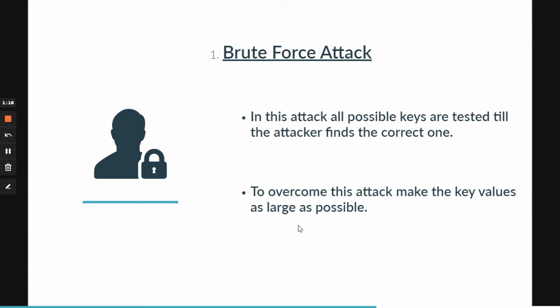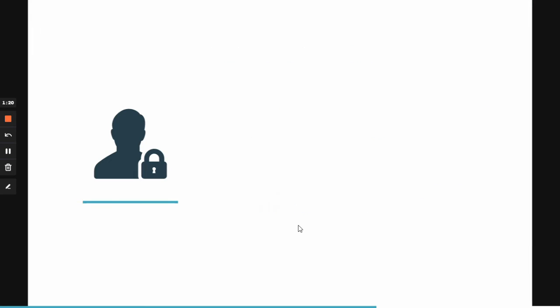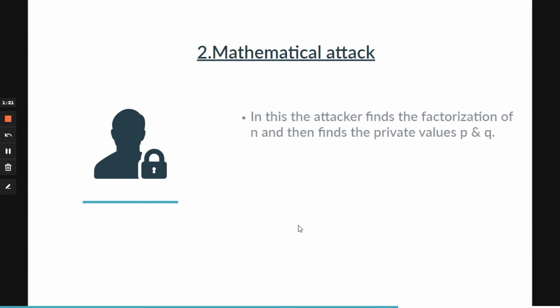Let us look at the second one, the mathematical attack. In this attack, the attacker will find the factorization of n. n is the product of p and q, which are private, but n is public. So the attacker will have access to n, and he will find the factorization into p and q.